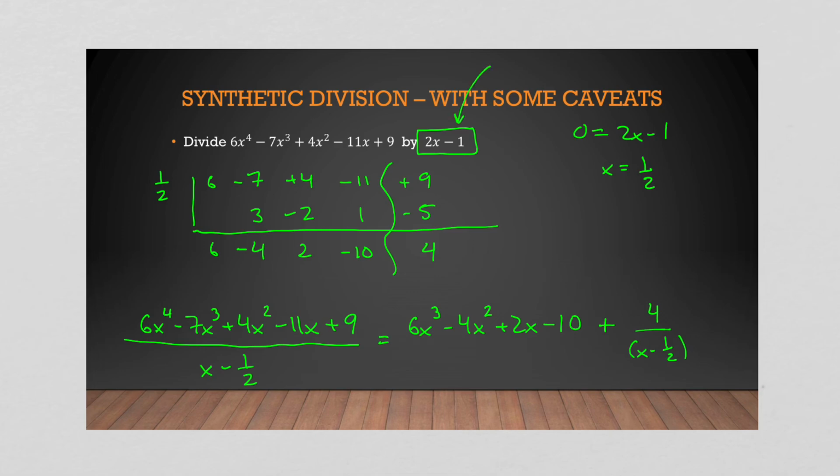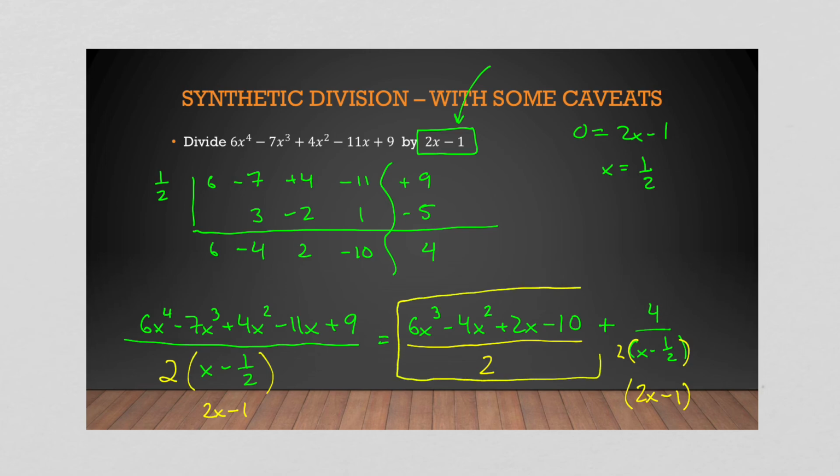So what you need to do is take your entire equation, so this, and then this, and multiply everything by 2 in the denominator. Because then we get 2x minus 1 down here, and 2x minus 1 down here, so it's true to our factor. And then the only thing that changes is this. So we get 3x cubed minus 2x squared plus x minus 5.